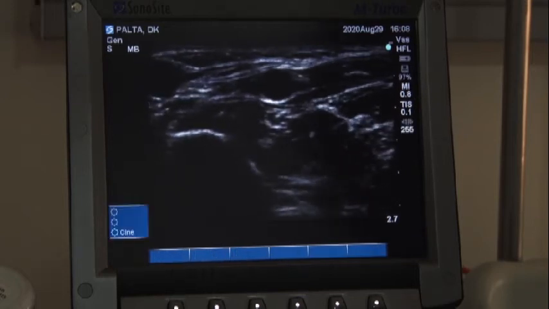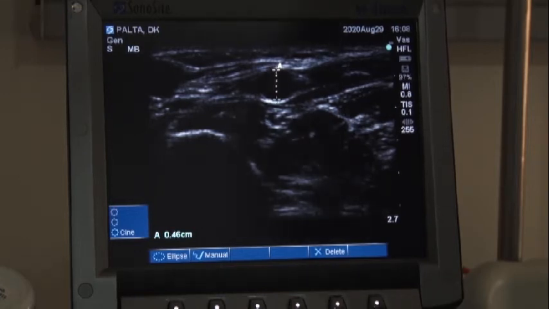I'll freeze the image, then take a caliper measurement. So I'm measuring the diameter of the radial artery. It's a very good caliber radial artery, well developed, well matured. After the fistula, the artery also matures and the vein also matures. The size of the artery is usually 2 to 3 mm, so it has increased to 4.6 mm. And now I will see the flow.